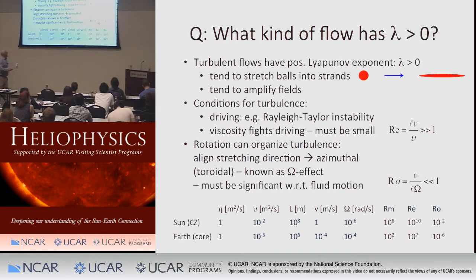Okay? And the rotation rate, well, it rotates about once per month. So the Rossby number of the solar convection zone is about 10 to the minus 2. That is much, much less than 1. So rotation is dominating the flows in the convection zone. So it will organize this turbulent flow to create a magnetic field. And lo and behold, the sun does have a magnetic field.